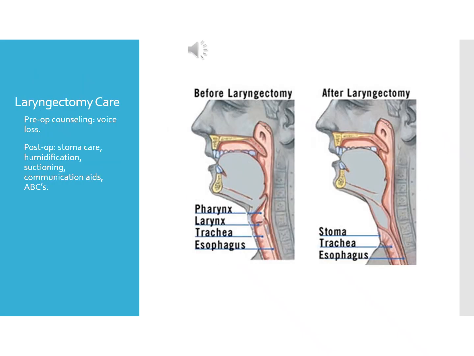This slide shows laryngectomy care. If a patient has some sort of tumor or blockage in their larynx area, they will actually remove the larynx and create an artificial opening called a stoma right into the trachea. This is an opening here where we will have a tracheostomy.